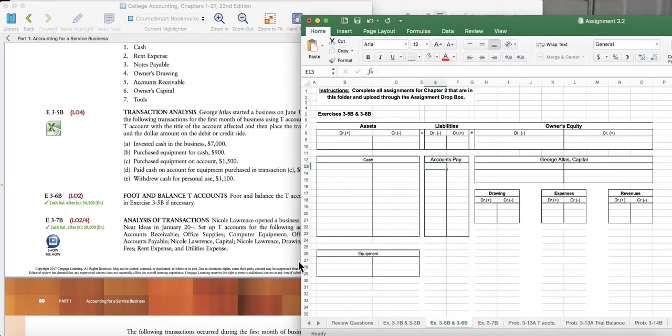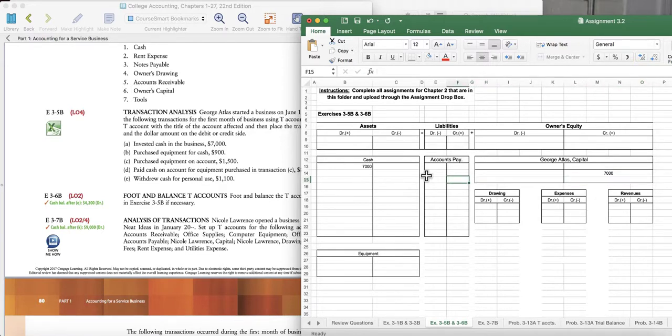So let's start with transaction A. We invested cash in the business of $7,000. So we need to increase our cash account. Again, that's done by a debit since it's an asset. And we also need to increase our capital account by the same amount because the owner invested the money.